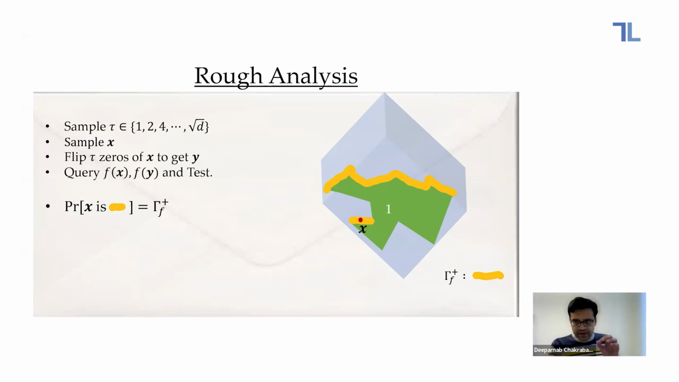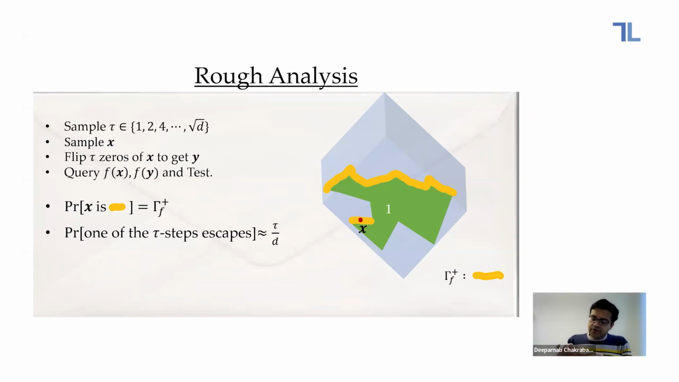Now I know that there is one edge coming out of x that is violating. This is where I'm going to use the symmetry of the hypercube. Let's call that special edge, the one that takes x to the violating vertex, coordinate 13. I'm now flipping tau of these zeros at random. There are roughly d zeros, or d by 2 zeros. So the chance that I pick 13 out of these tau things is roughly tau by d.